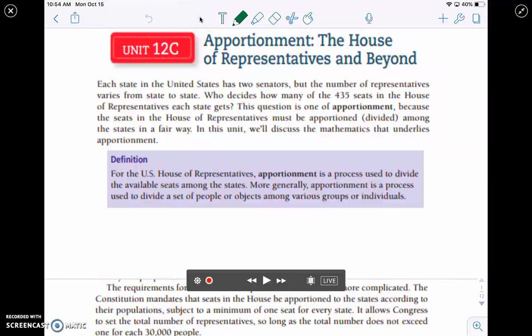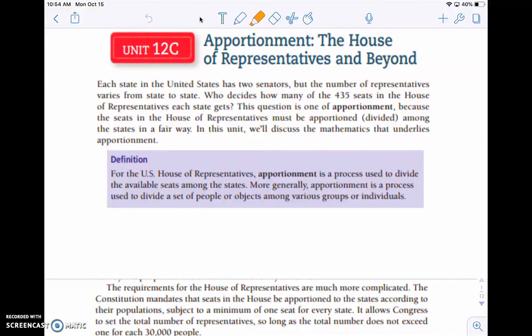Okay, this is Unit 12C. We are looking at apportionment and the House of Representatives. Apportionment basically is a way we're going to use to divide things up.